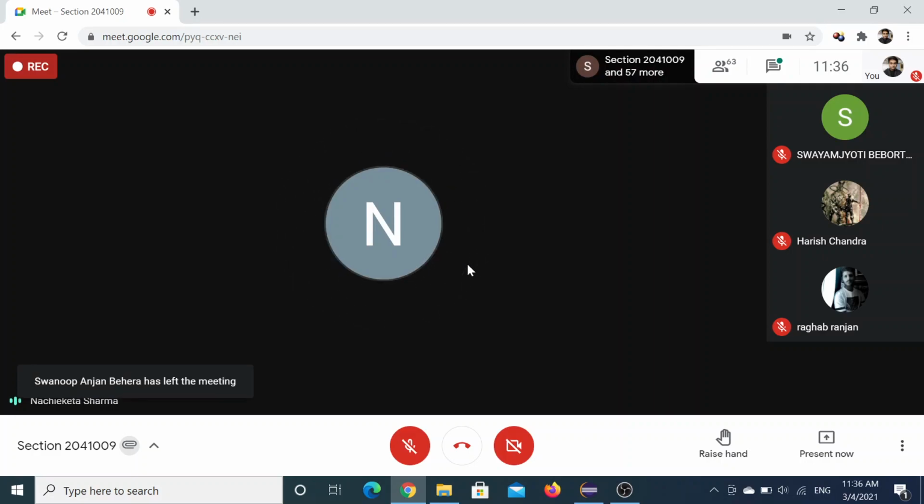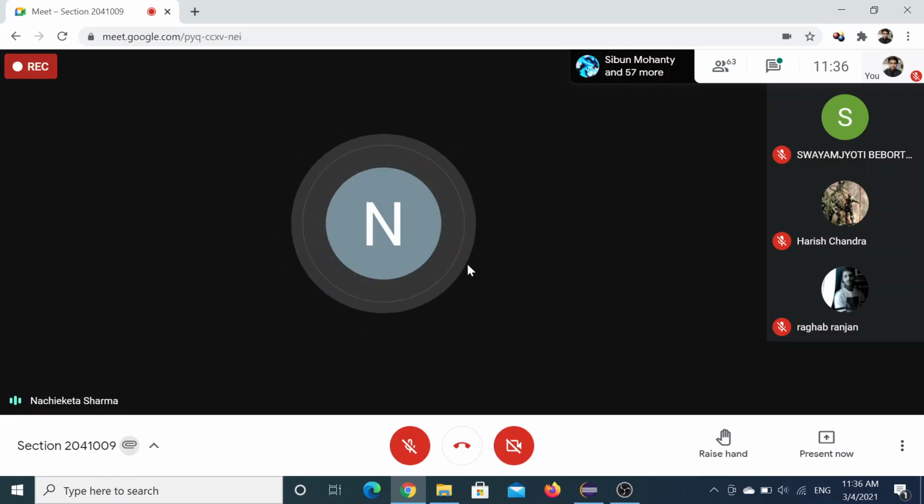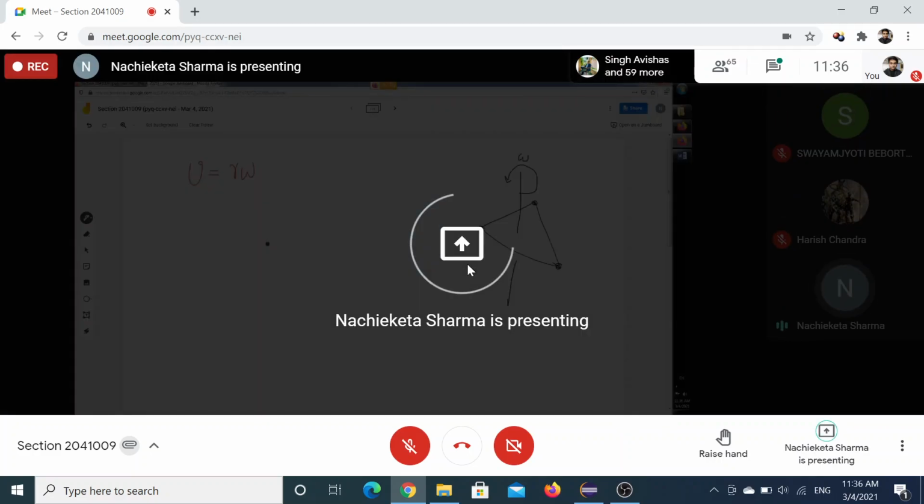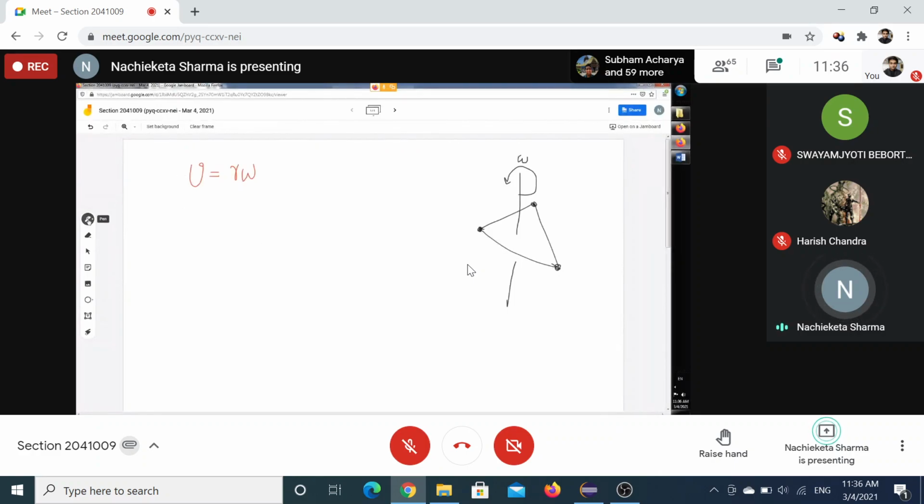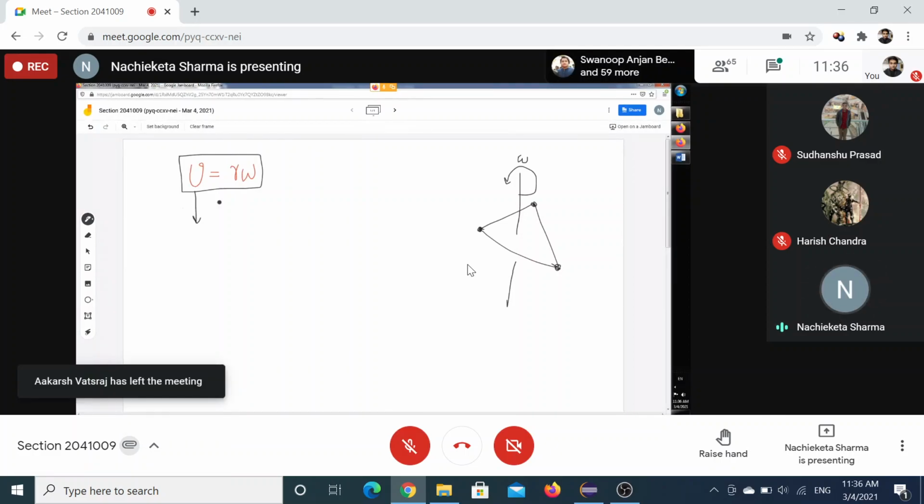What I was telling you, I now want to find out the relationship between angular motion and linear motion, and that connecting relationship is v is equal to r omega. Now, are you able to see my screen? Yes, sir. Okay. This v is not angular velocity. This v is linear speed.